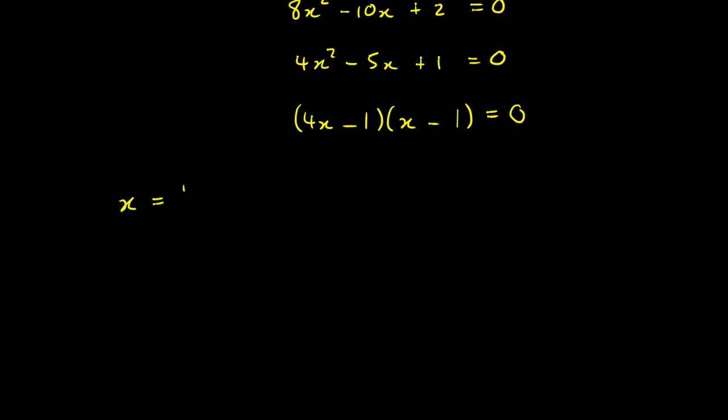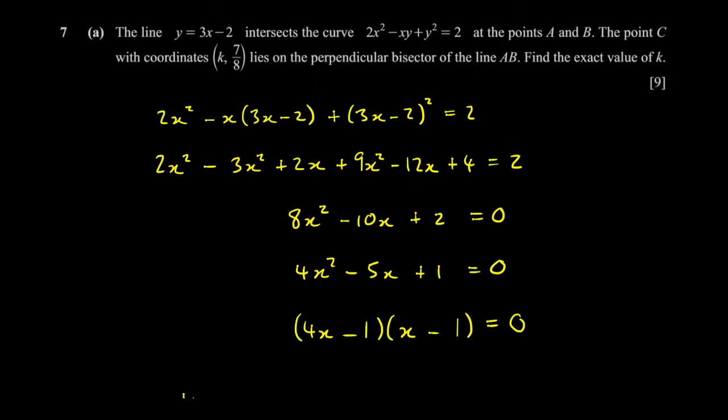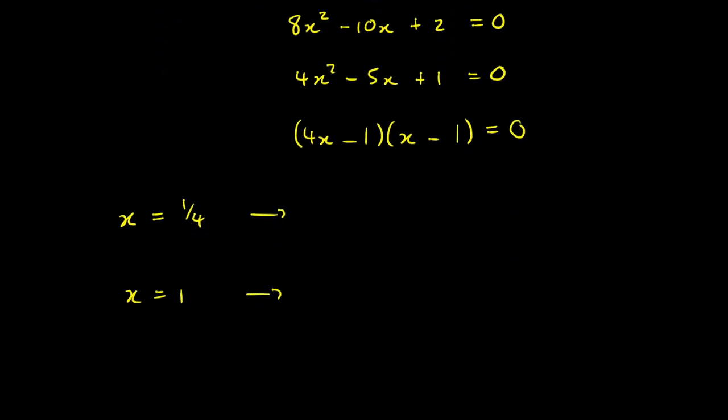x will either be equal to a quarter or x will be equal to positive 1. But then we need to find the y coordinates of these, right? And the way to do that is we're going to substitute them into 3x minus 2. So y is equal to 3 times a quarter minus 2. And so that's going to be 3/4 minus 2. 2 is the same thing as 8/4. So 3/4 minus 8/4 is -5/4.